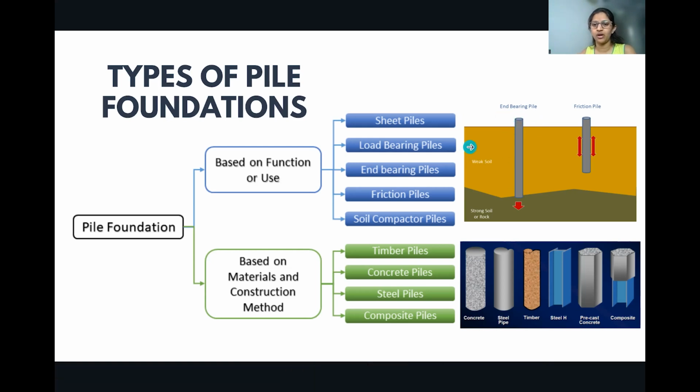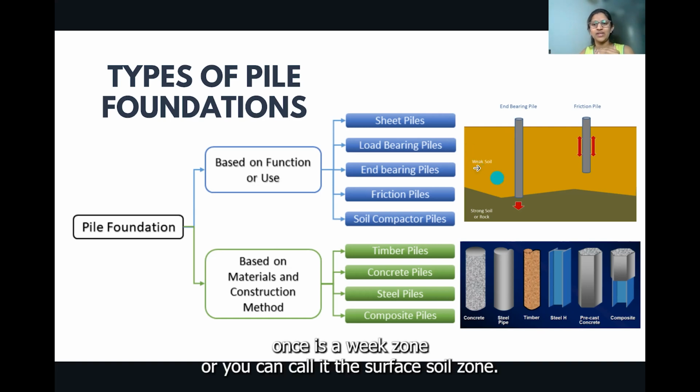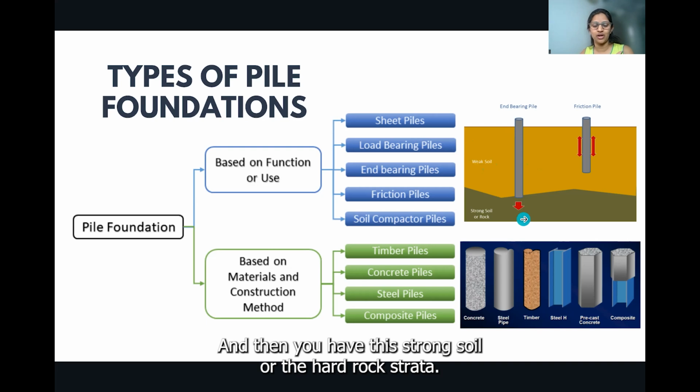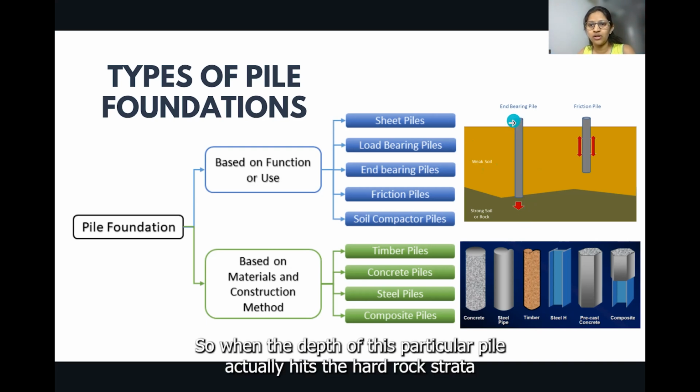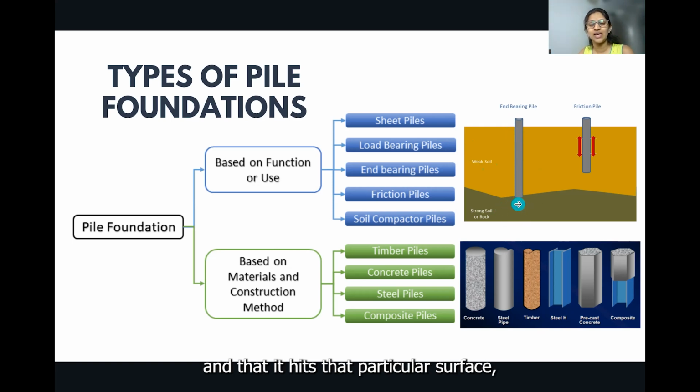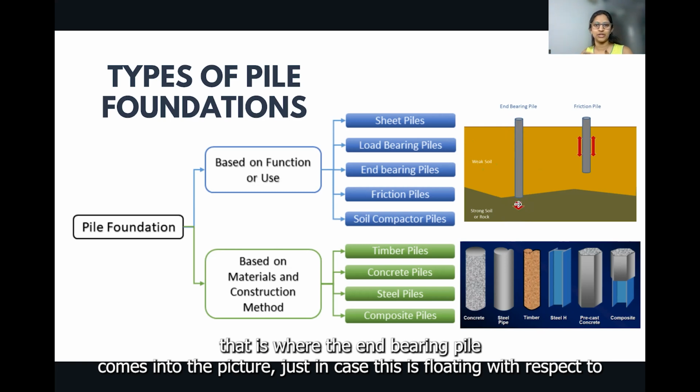I'll tell you how. The whole soil strata is divided into two zones. One is the weak soil zone, or you can call it the surface soil zone. And then you have the strong soil or the hard rock strata. So when the depth of this particular pile hits the hard rock strata, that is where the end-bearing pile comes into the picture.